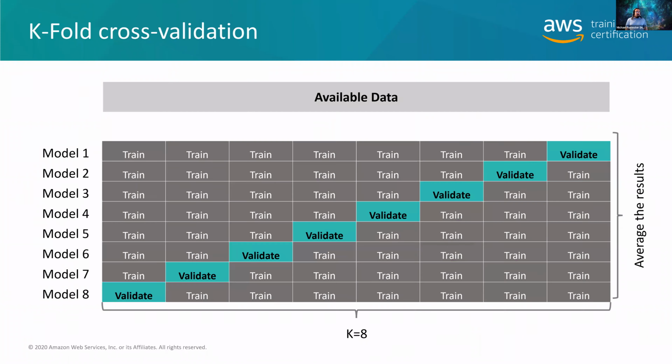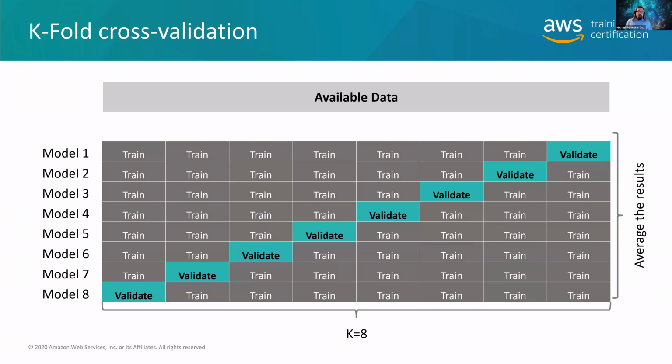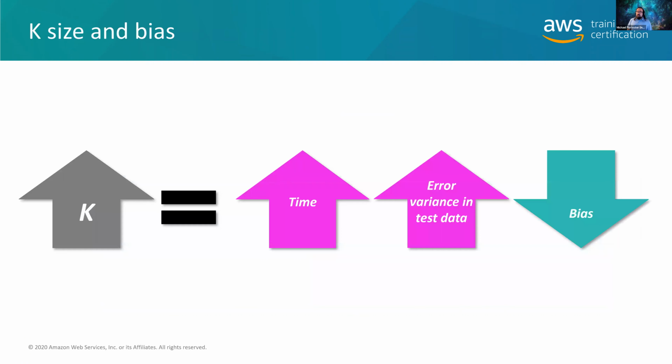So go back to this. See how big validate is? Same data set. Let's say it's 1,000 records. Your validation size is going to be 200 here. If you split it 8 ways, it's going to be 125. Same data set, 1,000 records. If I split it 10 ways, the validation set goes down to 100. So a larger K, more folds, means more time and more variation in the test error, because your test data is going to get smaller.